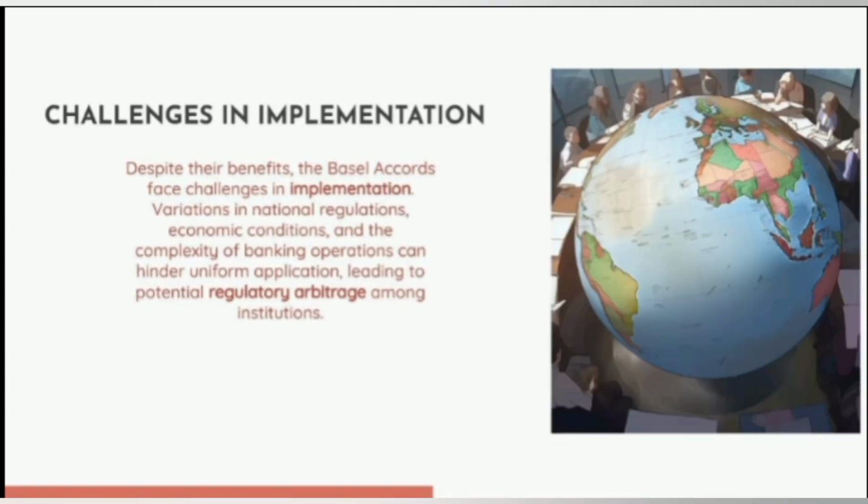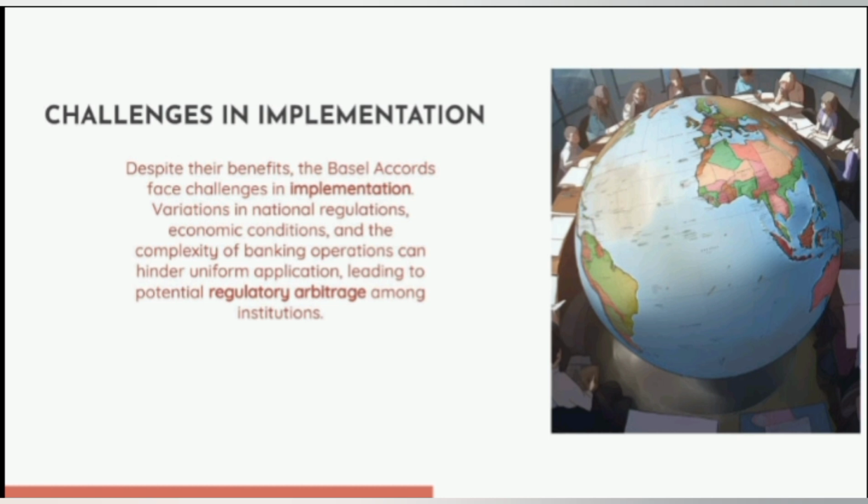Now I will talk about the challenges in implementation. The Basel Accords, a set of globally recognized banking regulations, face challenges in implementation due to variations in national regulations, economic conditions, and the complexity of banking operations. These differences can hinder uniform application, leading to potential regulatory arbitrage among institutions.